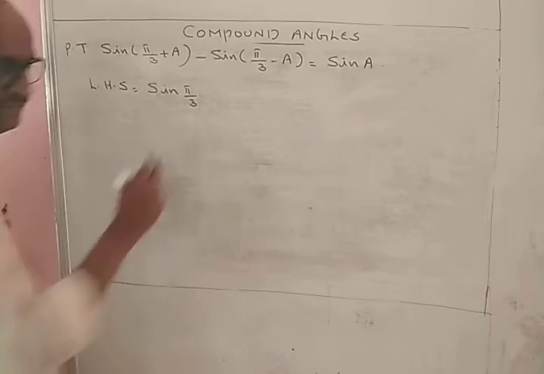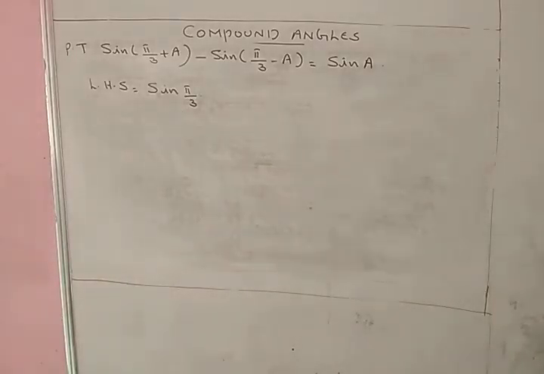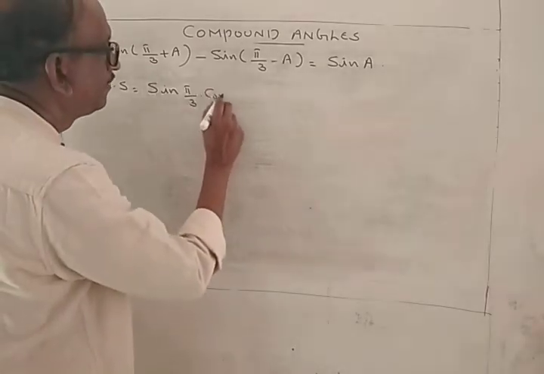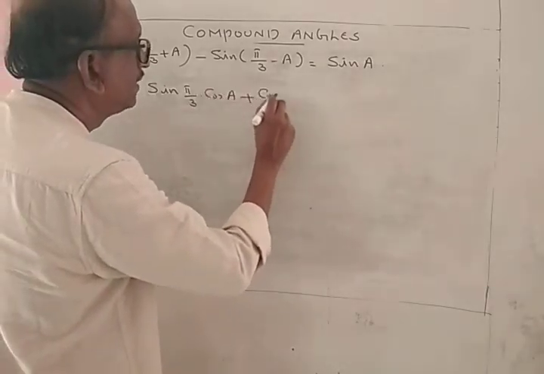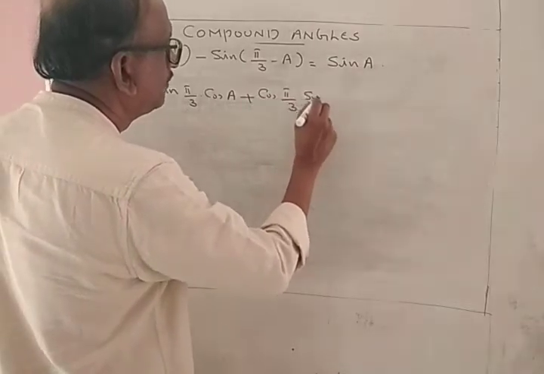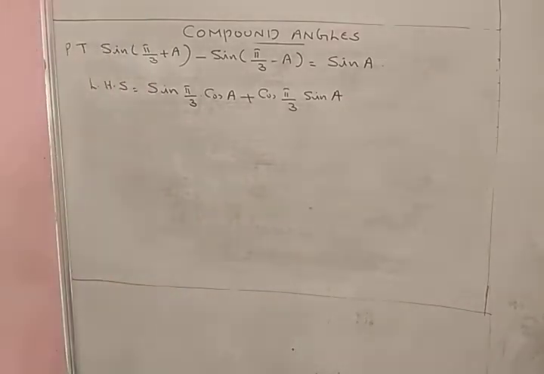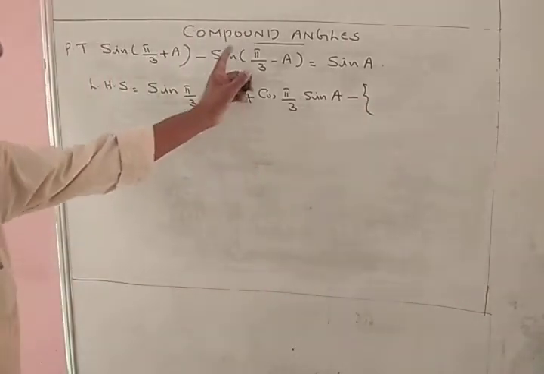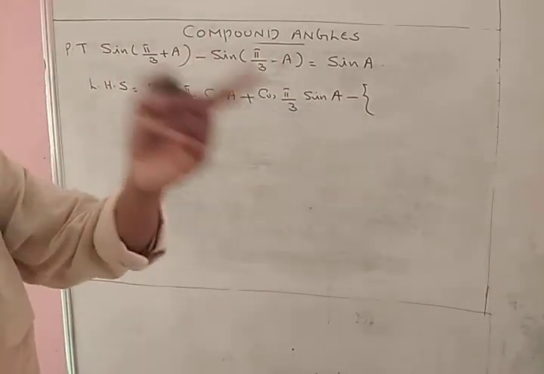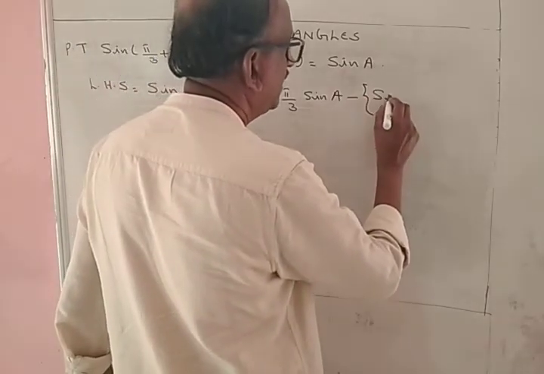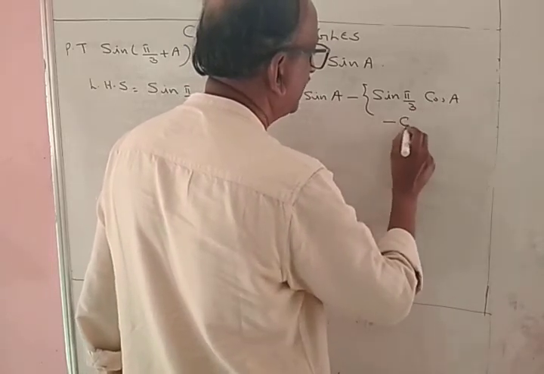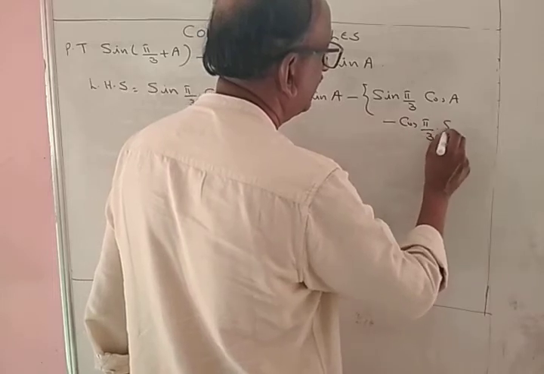Here, sin(A plus B) is sin A cos B plus cos A sin B, so sin pi by 3 cos A plus cos pi by 3 sin A. Minus this sin(A minus B), which is sin A cos B minus cos A sin B, so sin pi by 3 cos A minus cos pi by 3 sin A.